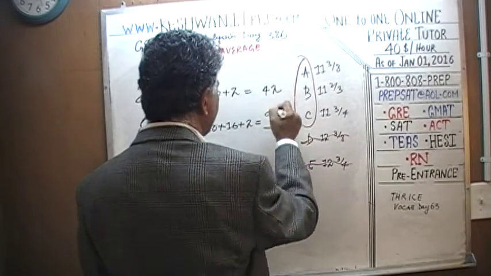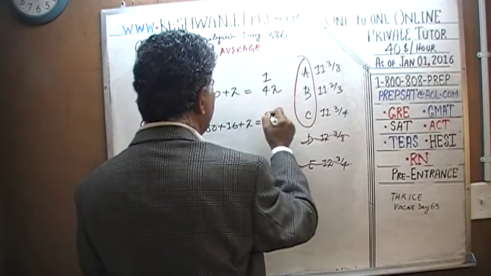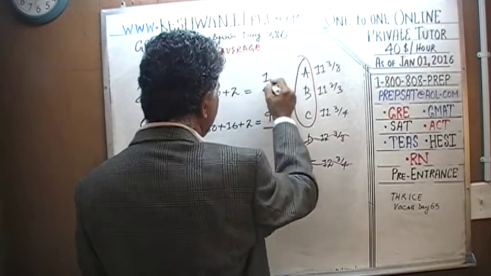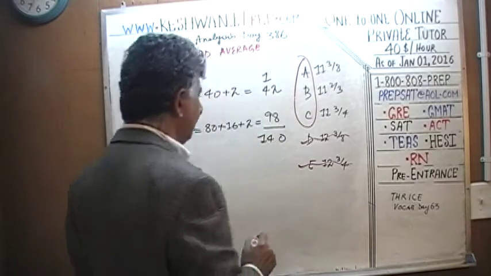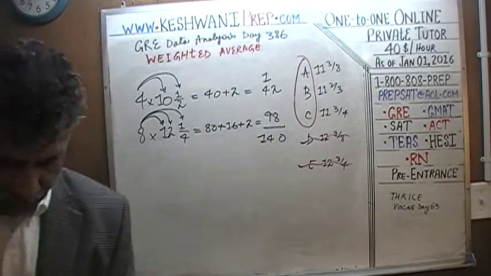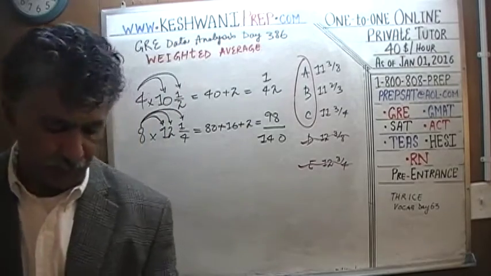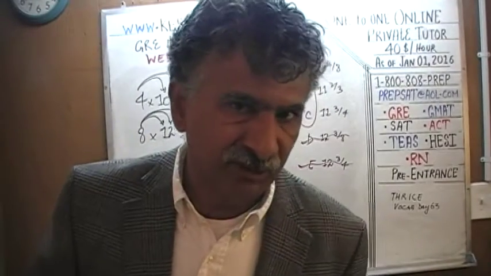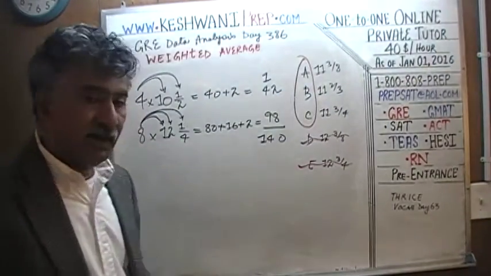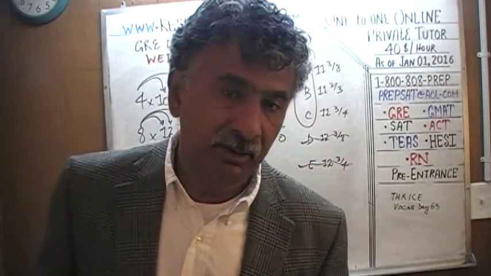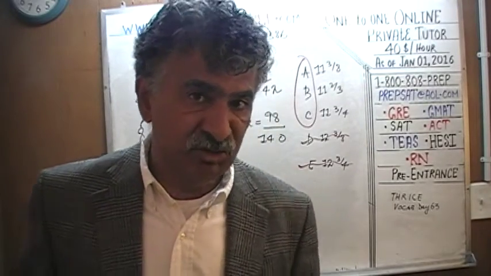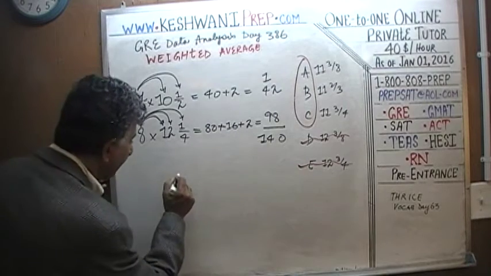98 and 42. If you add them up, you get 140. And how many packages did we ship? We shipped a total of 12 packages. This is the total weight, 140 kilos. We must divide the 140 kilos by the number of packages, which is 12. We're going to do it here.